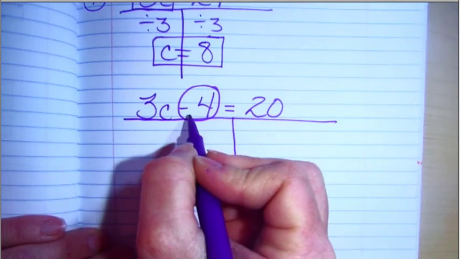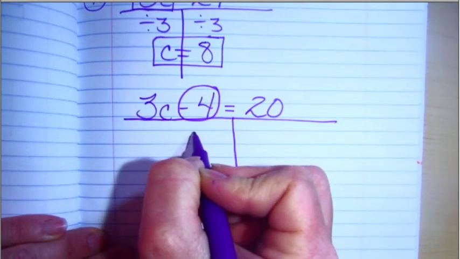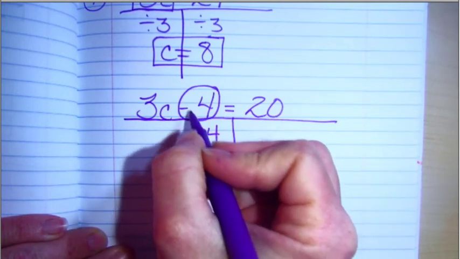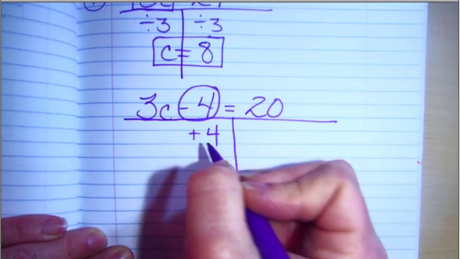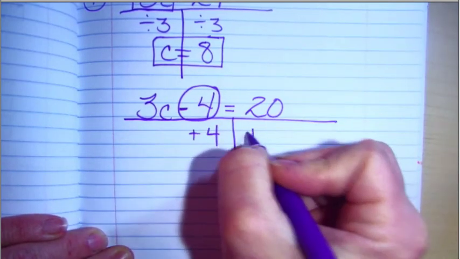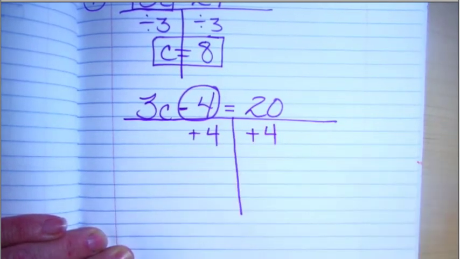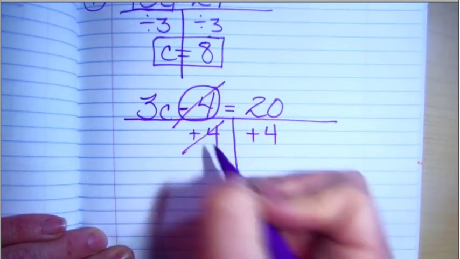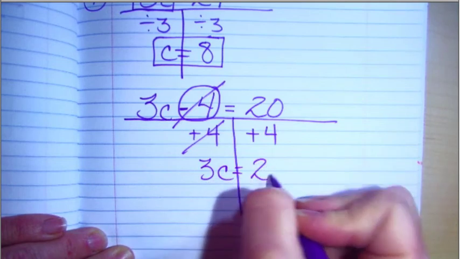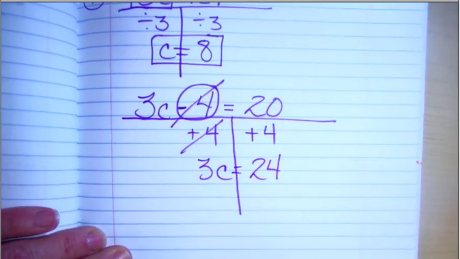So if I have a minus 4 here, what do I need to put down here? Plus 4. Remember, the opposite operation is how you get through these. So if I have a negative 4, I'm going to put a positive 4. So I'm going to add 4 to both sides. These go away as soon as I do that, and I'm left with 3c equals 24, which gets me right back to where I was before.